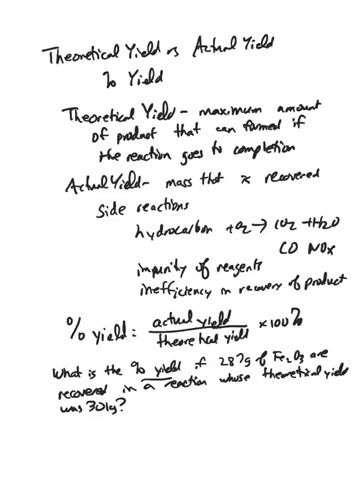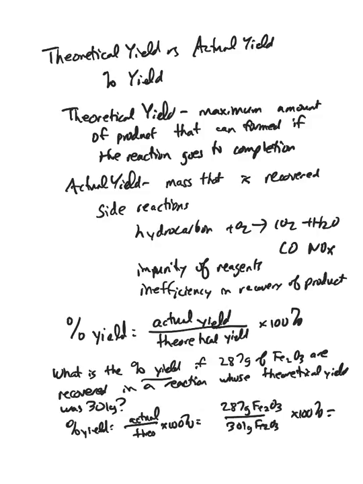So we're trying to find the percent yield, so we're just going to plug and chug in this formula. So percent yield is equal to the actual divided by the theoretical times 100%. So 287 grams of Fe2O3 divided by 301 grams of Fe2O3 times 100%. So 287 divided by 301 times 100 will give me 95.3%.